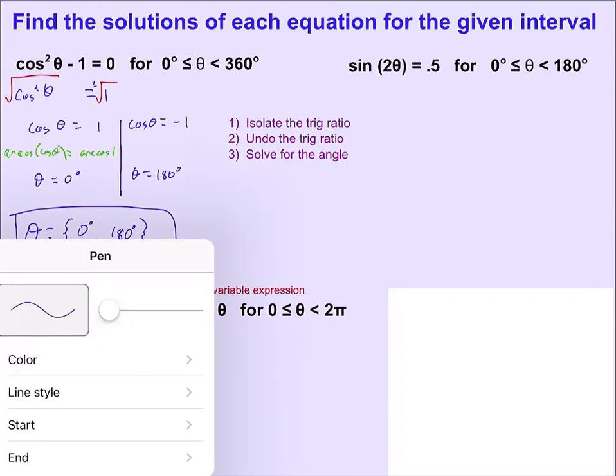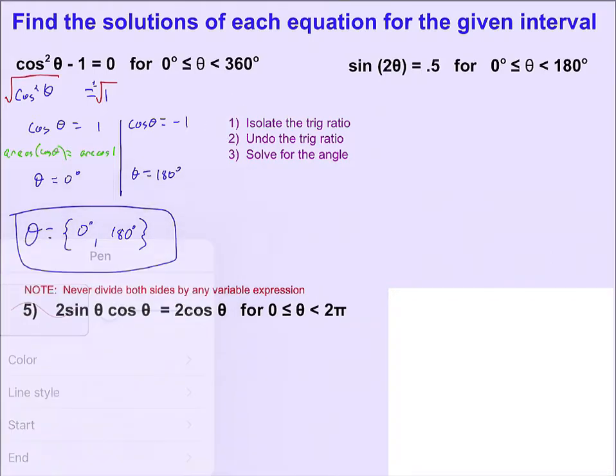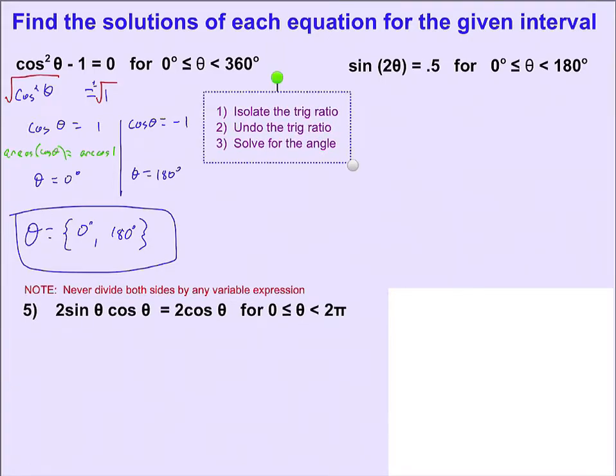Okay, we'll try this on the next example. Sine of 2 theta equals 1/2. This time the trig ratio is already isolated, right? The sine is by itself. So now we're just going to undo the trig ratio. Sine of 2 theta equals 1/2. So we need to say to ourselves, all right, what angle has a sine of 1/2?